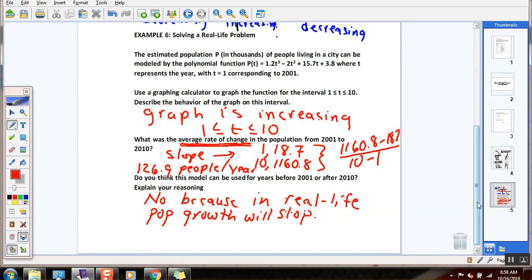There you go. Guys, if you have to sketch a graph of something, what x values do I want you to use on your table?